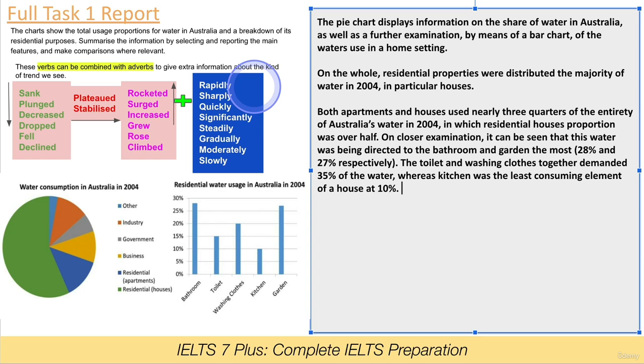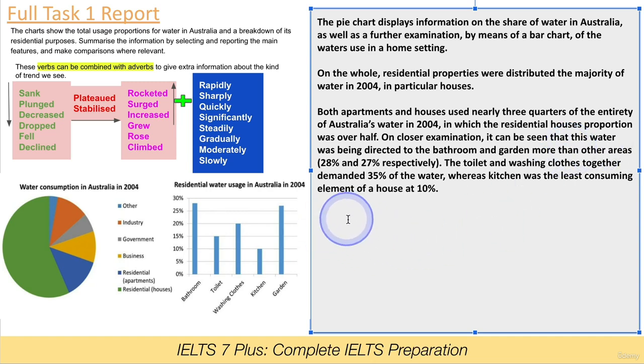Okay, let's read this back and see how this sounds. Both apartments and houses use nearly 3/4 of the entirety of Australia's water in 2004, in which the residential houses proportion was over half. On closer examination, it can be seen that this water was being directed to the bathroom and garden the most, more than other areas, 28% and 27% respectively. The toilet and washing clothes together demanded 35% of the water, whereas kitchen was the least consuming element of a house at 10%.